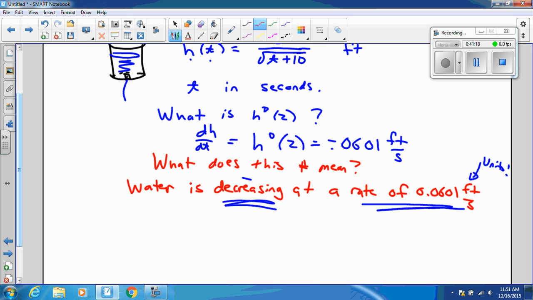And then finally, I need to be specific. Is it always decreasing at this rate? No, it's only decreasing at this rate when? At t equals 2. And so this is how we generally use the derivative as a rate of change. We interpret it as a rate at which we are increasing or a rate at which we are decreasing. And those are the uses of our derivatives.